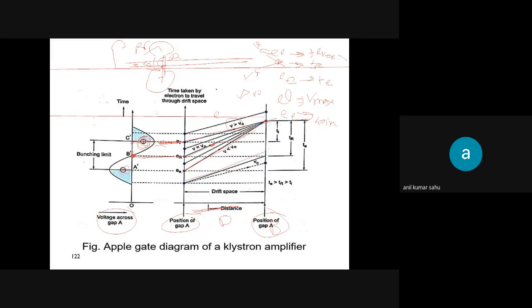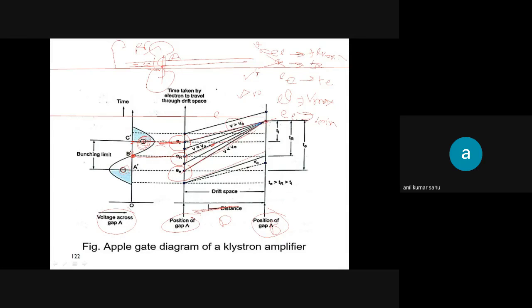Now here you can see, suppose we are not taking a bunch of electrons produced from the electron gun. We are taking only three electrons. The first electron is a reference electron, the second one is the early electron, and the third is the late electron. Any electron which interacts at this point is called a reference electron. Here there is no field, so the reference velocity will be v0.